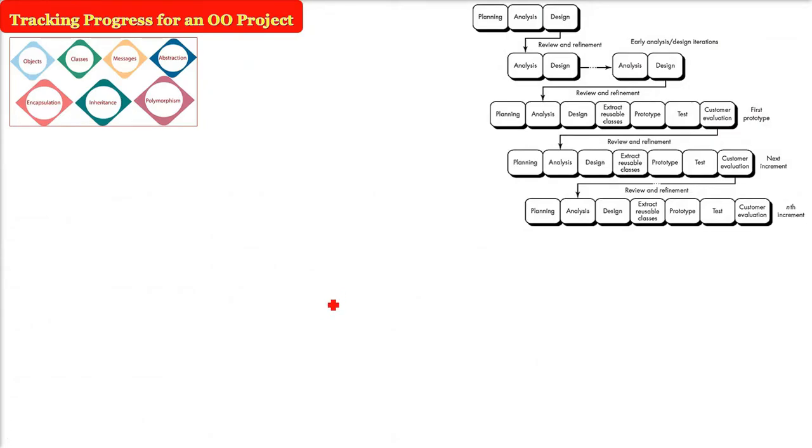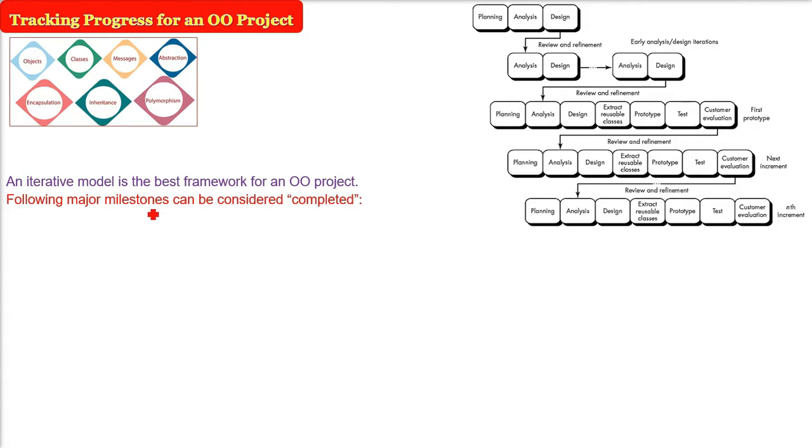Tracking progress for an object-oriented project. Now, in an object-oriented project, the best framework is to use an iterative model, and the different milestones can be achieved and considered complete. Okay, this milestone, this milestone, this milestone, that is the tracking progress.